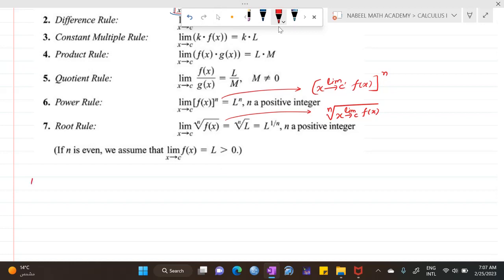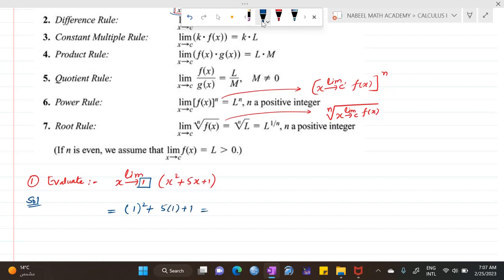The first problem: evaluate the limit as x approaches 1 of x square plus 5x plus 1. When you apply the limit, we have to replace the x value with 1. This is a direct formula here. So what happened here? 1 square plus 5 times 1 plus 1, which is equal to 1 plus 5 plus 1, which is equal to 7.